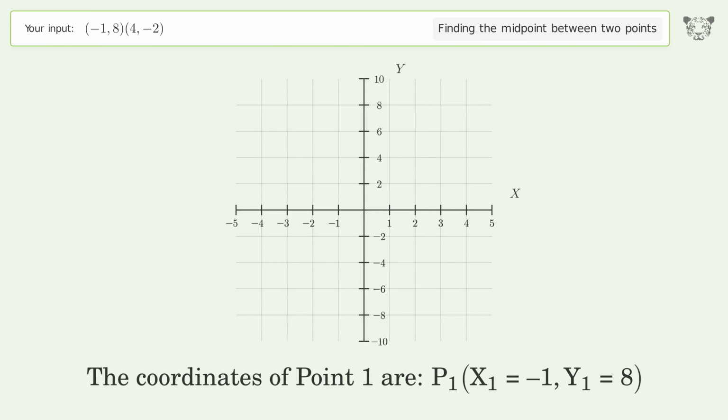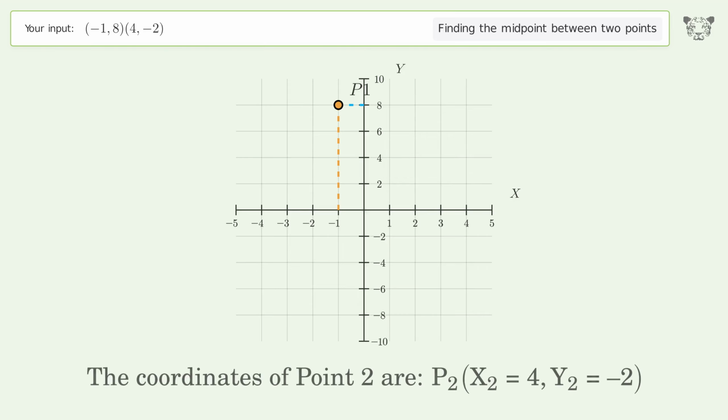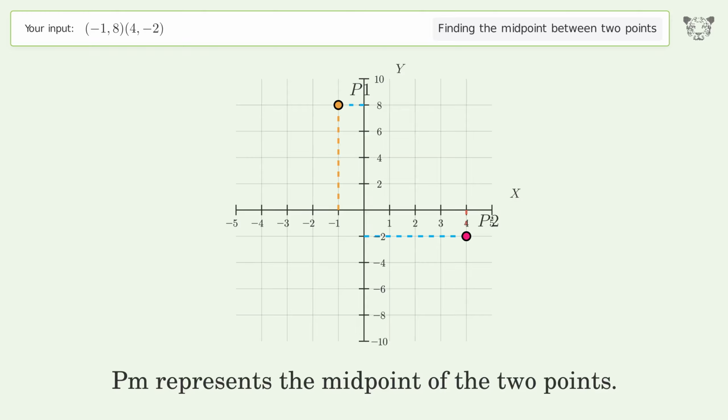The coordinates of point 1 are x1 equals -1, y1 equals 8. The coordinates of point 2 are x2 equals 4, y2 equals -2. PM represents the midpoint of the 2 points.